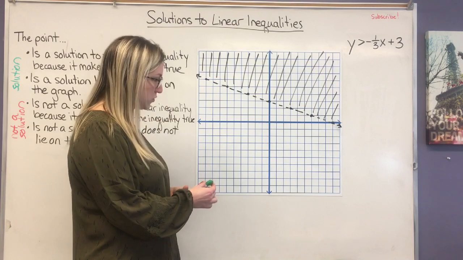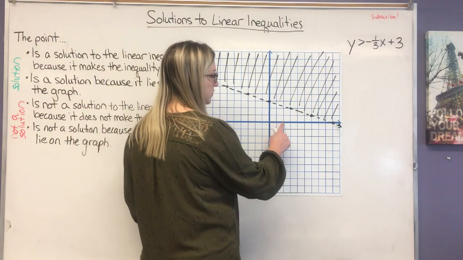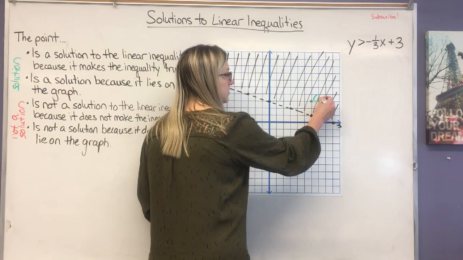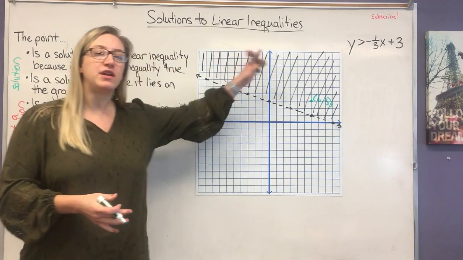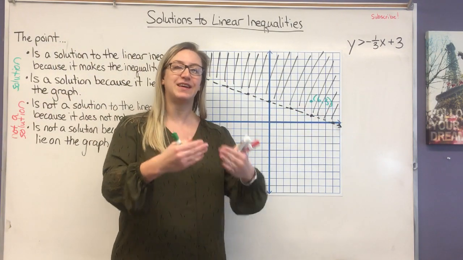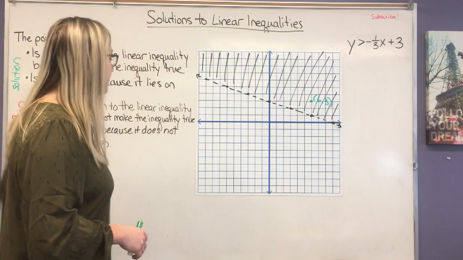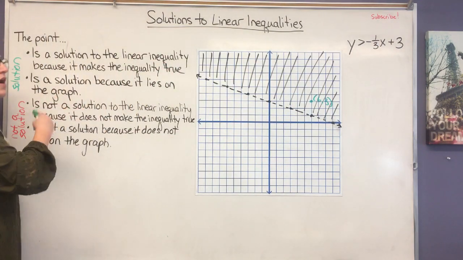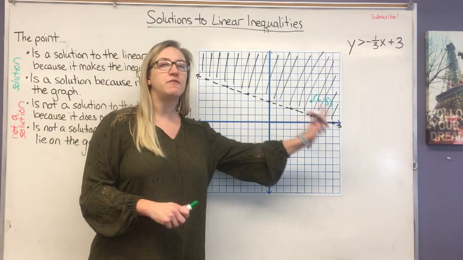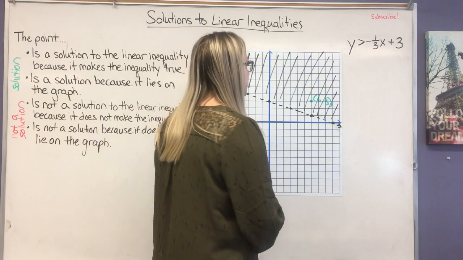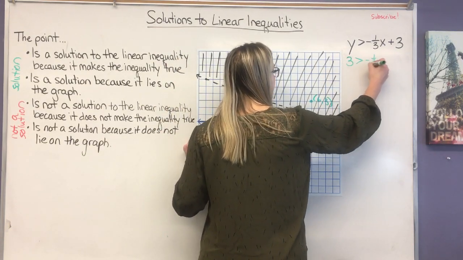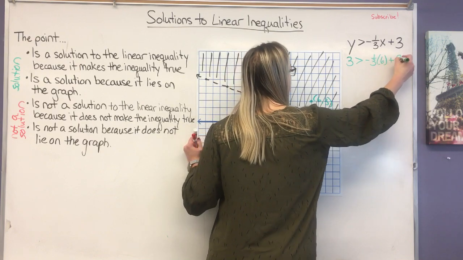So let's choose the point (6, 3). Based on the graph, without even plugging it into the inequality, we can determine that (6, 3) is a solution to the inequality because it lies on the graph. It is in the shaded region, therefore it is a solution. We're going to verify by plugging it in and see what happens. So my y value is 3. Is that greater than -1/3 times 6 plus 3?